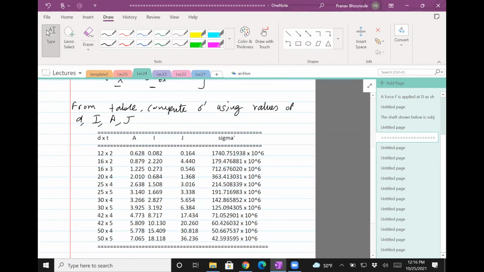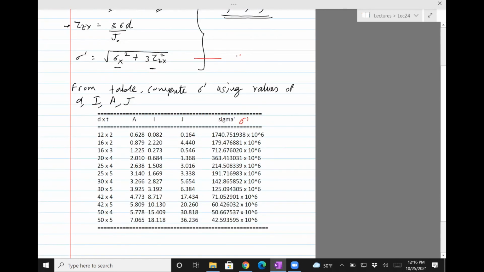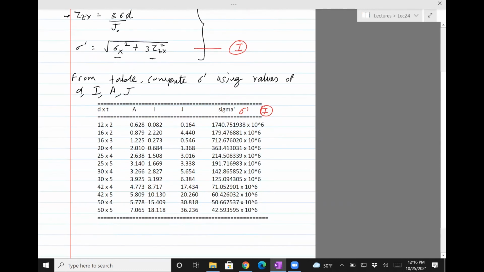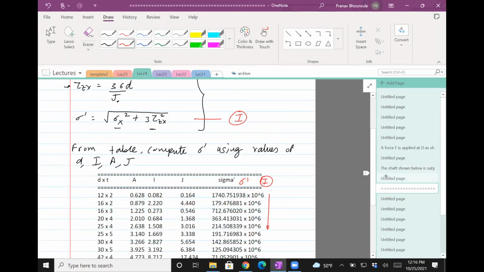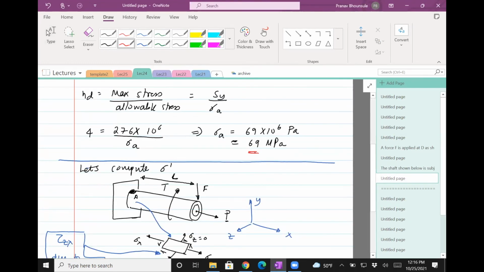Okay, so it's clear. I just pretty much computed sigma prime. Let's say this is formula 1 from the table, by putting in A, I, J, and of course D. So you can see these are the stresses. And I'm looking for a maximum stress of 69 MPa. So 69 MPa came from my factor of safety. This is the maximum stress the shaft can bear before failure. So 69 MPa is my max.